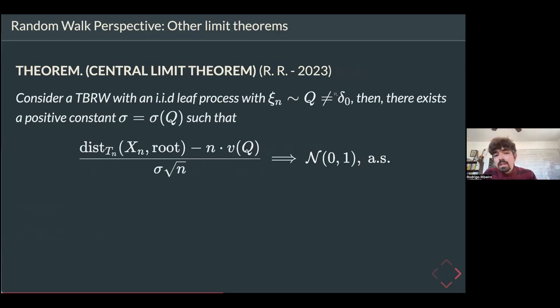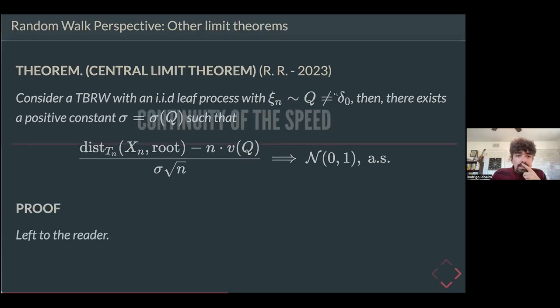If time allows, I'm going to talk a little bit about how we get all these theorems. But essentially, we construct a renewal structure, and then we gain all these theorems for free from the renewal structure. For those who are familiar with random walks in random environments, it's something similar in spirit to what Sznitman did for random walks in random environments.